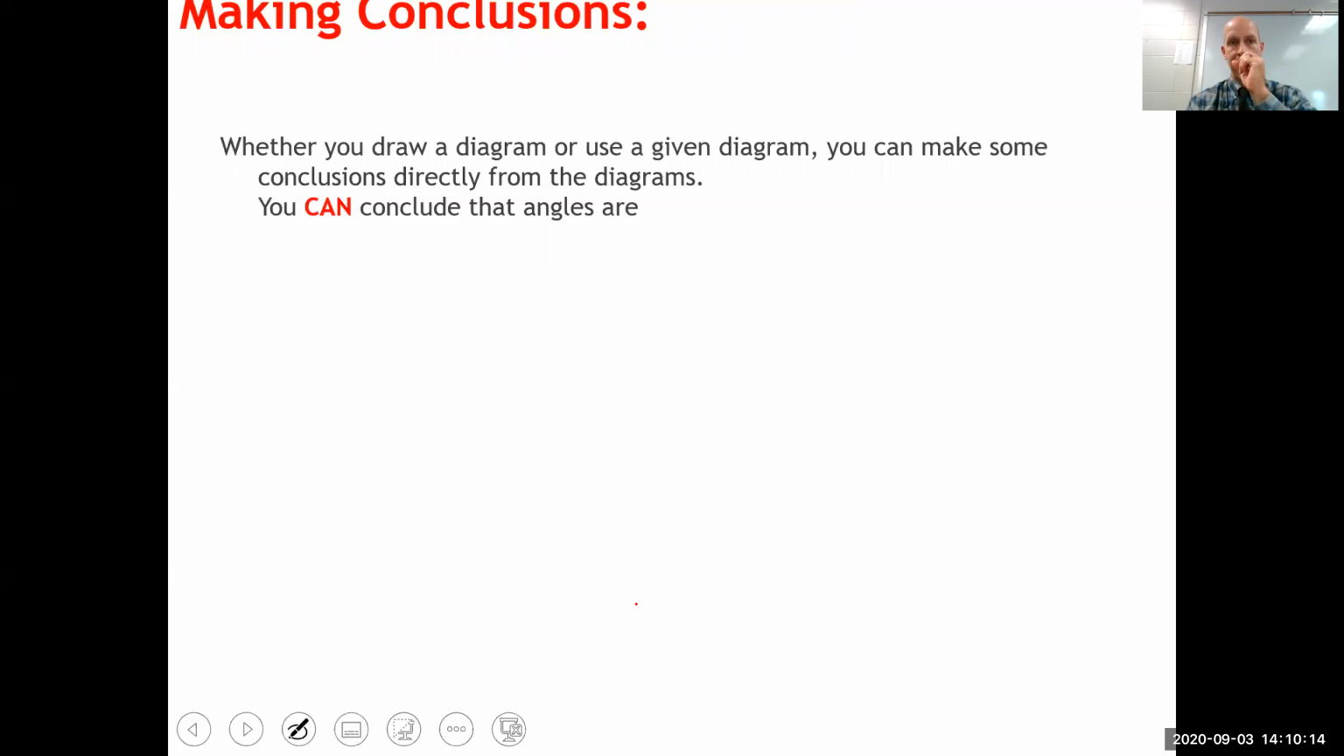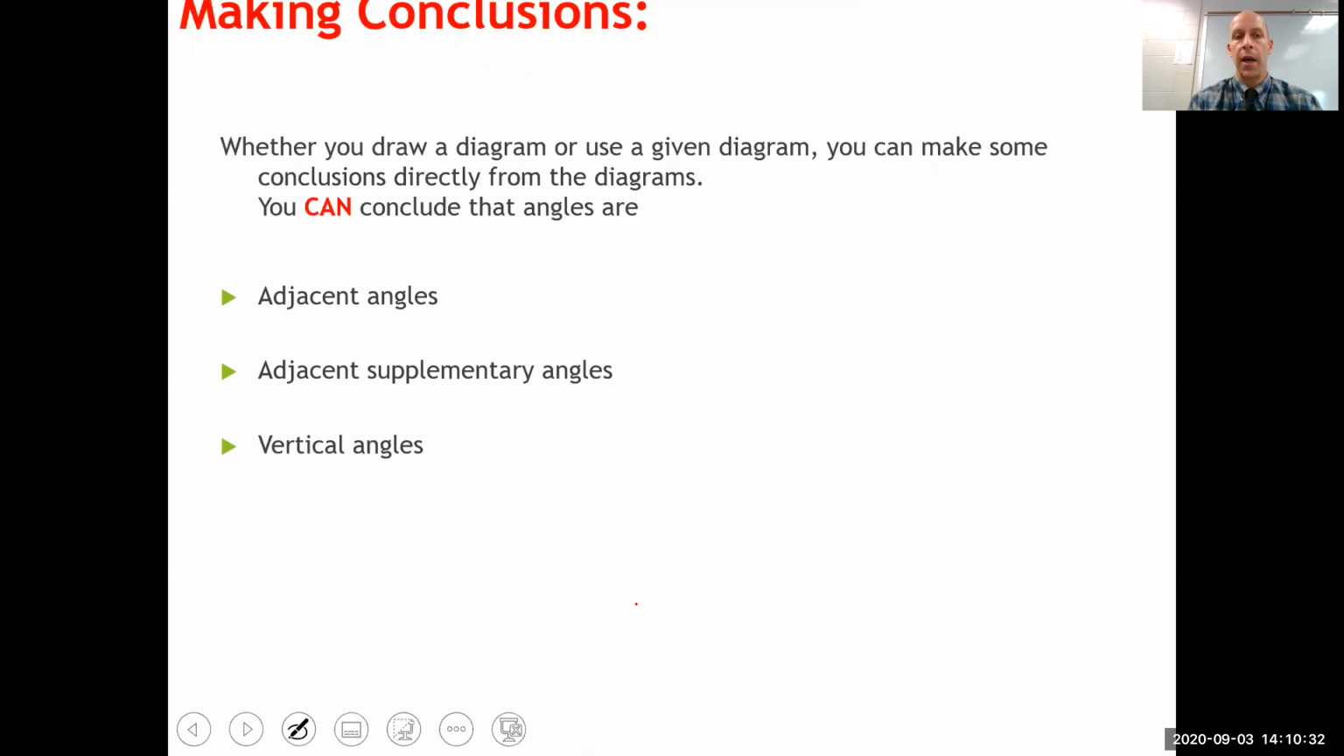Okay, so making conclusions. There are sometimes when you can simply look at a picture and draw a conclusion. For example, if you have a diagram and you see that angles are adjacent, you can conclude that they are adjacent. Same thing for supplementary angles, and the same thing for vertical angles. For those three things, you can simply look at the diagram and conclude those things.